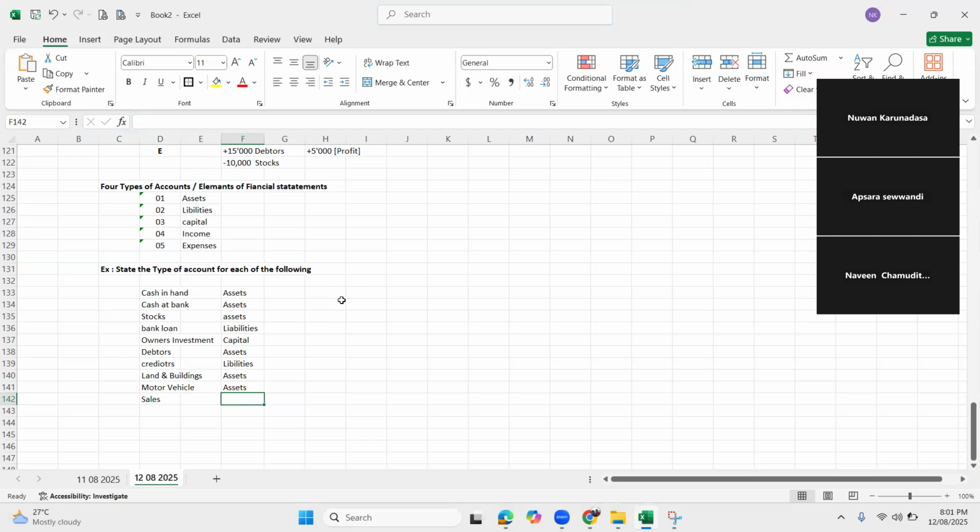Right. Sales is income, purchases is expense. Perfectly correct. Then printing and stationery. Expense. Perfectly correct. Then traveling and transport. Expense. Perfectly correct.